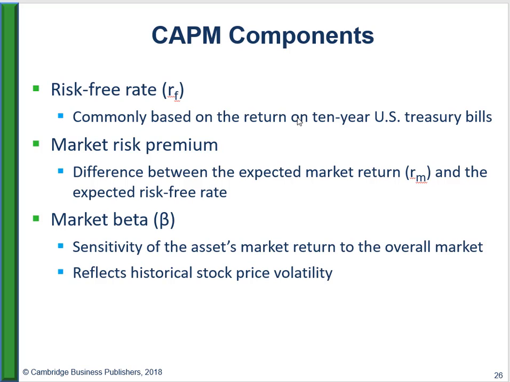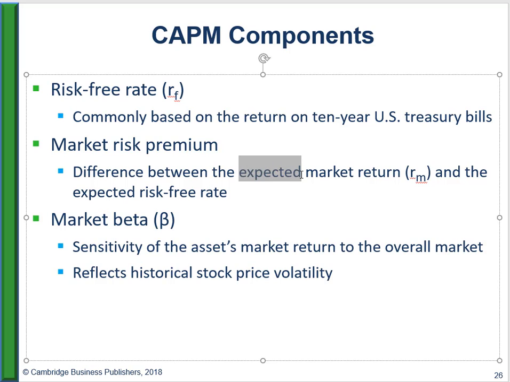So with bonds, that's a little easier. The risk-free rate will match the term of the bond. With equities, usually our holding period is long-term, so the rate on the 10-year U.S. Treasury would be appropriate. But if we have a shorter-term holding period, then maybe we want to use a shorter-term risk-free estimate. The market risk premium, that's the difference between the expected market return and the expected risk-free rate. And I just want to draw your attention to that word expected there.